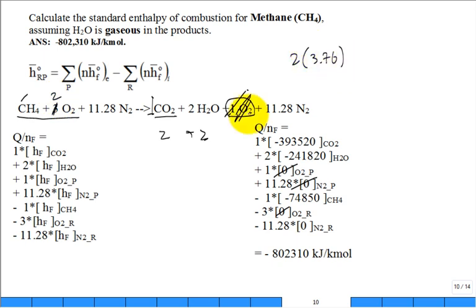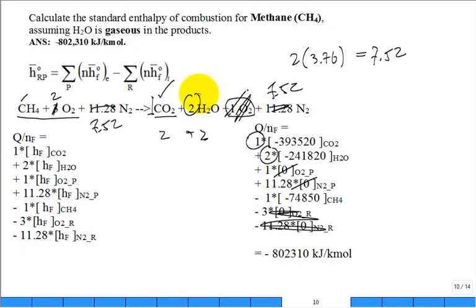I think I copied this wrong from some other source. So 2 times 3.76 is 7.52. So I'll fix that: 7.52 on the nitrogen. But it really doesn't matter, the wrong coefficient there, because the enthalpy of formation for the oxygen and nitrogen are 0. And I did get the right coefficients in front of the carbon dioxide, in front of the water, and in front of the fuel. So these are the 3 participants. So the final answer is still correct.